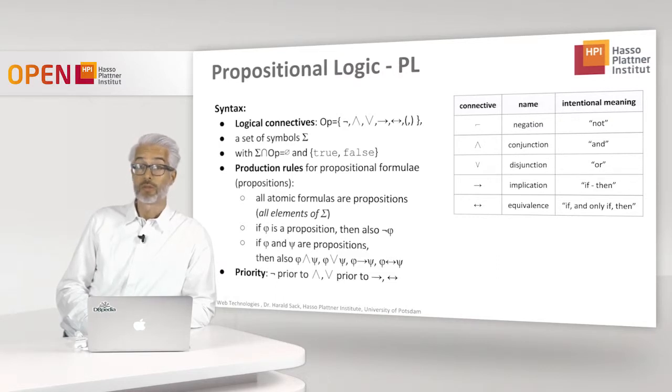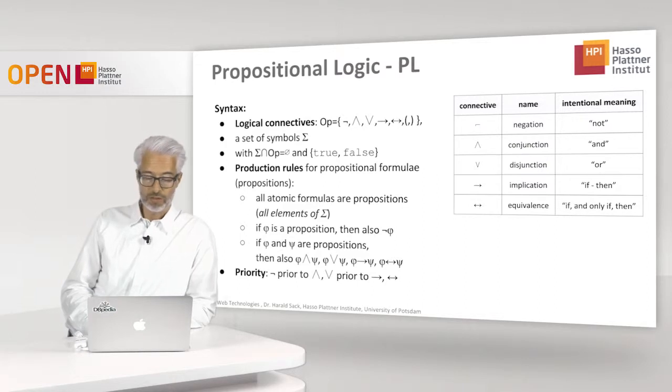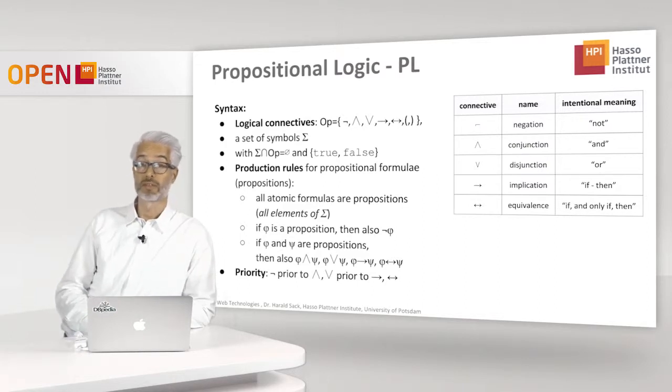Then there is a so-called priority rule, which means the negation takes priority over and, which takes priority over or, which takes priority over implication and equivalence. And this already makes up the syntax of propositional logic.